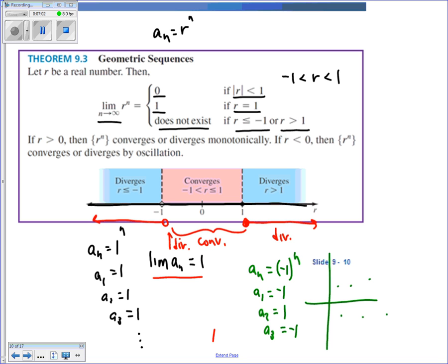Okay, so now know these values because you need to be able to look at a geometric sequence and say, based on what the r value is, whether that sequence converges or not. It will converge as long as the r is between -1 and 1 or equal to 1, but it will diverge for the other values. Now, if the r is positive, you say that it either converges or diverges monotonically. That means it'll stay in the same sign. If r is less than 0, that's where we had that oscillation. So we'll either converge or diverge by oscillation.